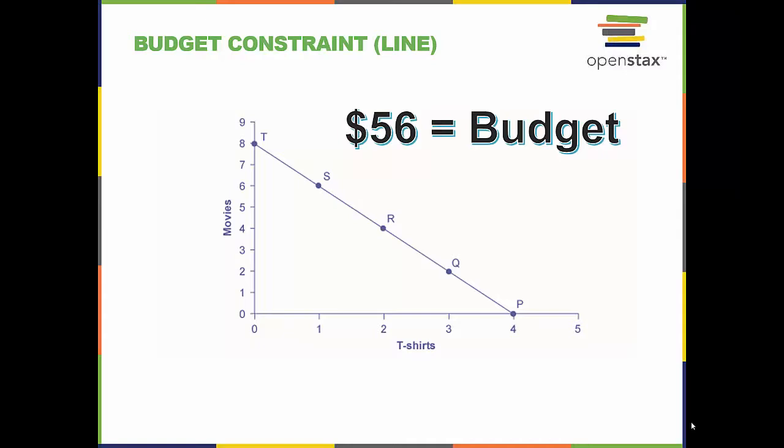This constraint on the consumer is called the budget constraint and can be represented by the graph we see here. Let's take Jose for example. He has an income of $56. This represents his budget. Jose consumes two items, movies and t-shirts. The movies cost $7 a piece and the t-shirts cost $14 a piece. The points on the budget constraint line show the combinations of movies and t-shirts that are affordable to Jose.